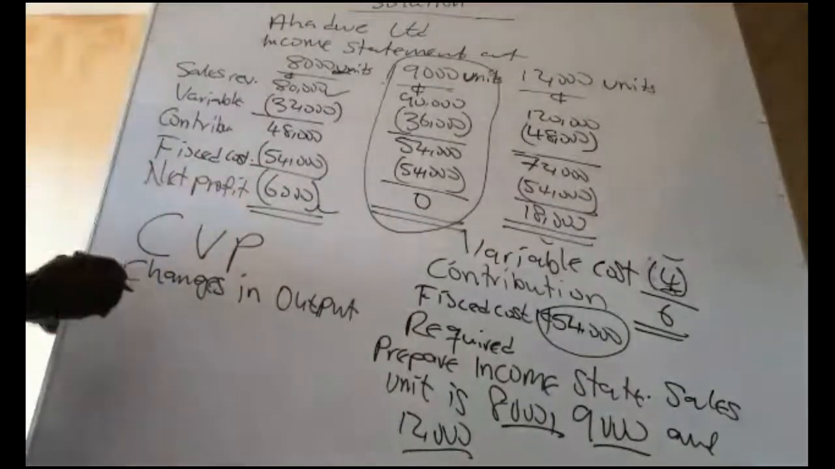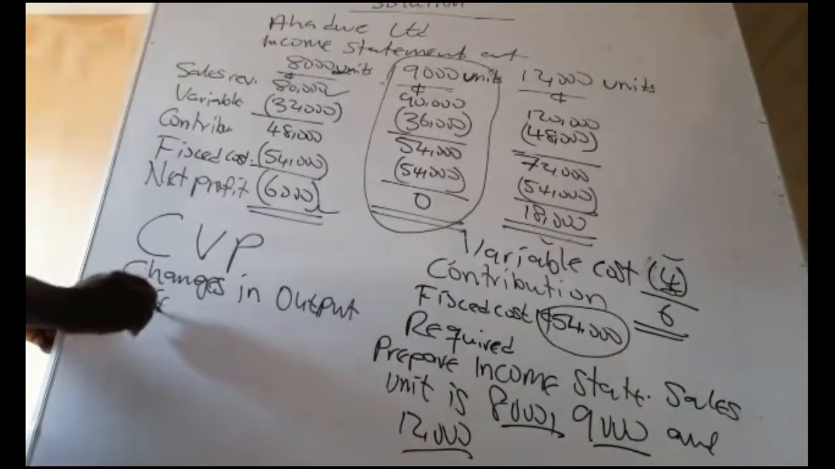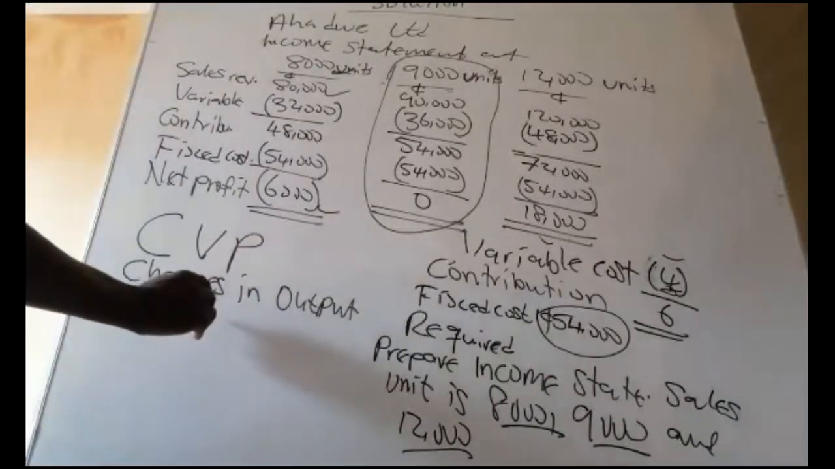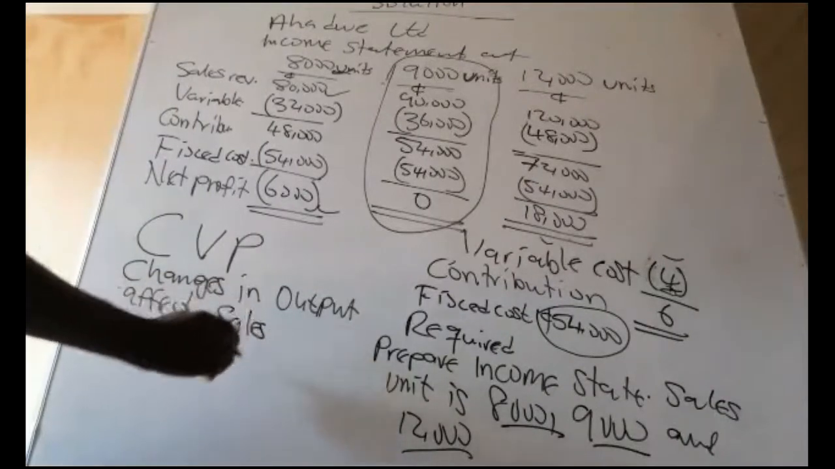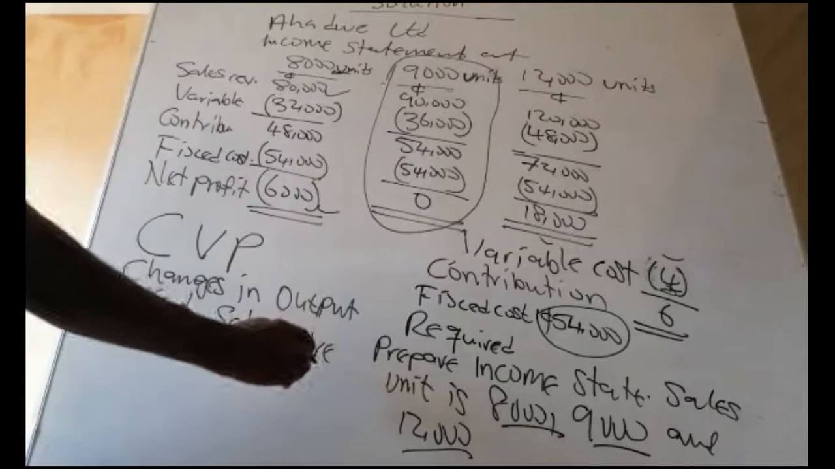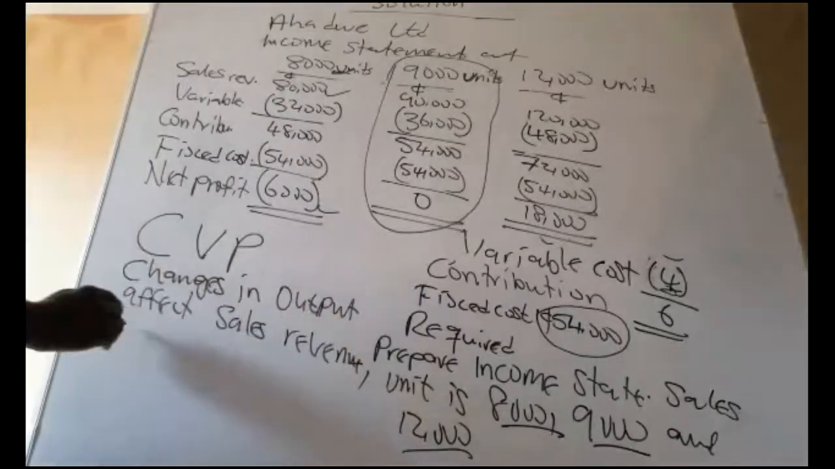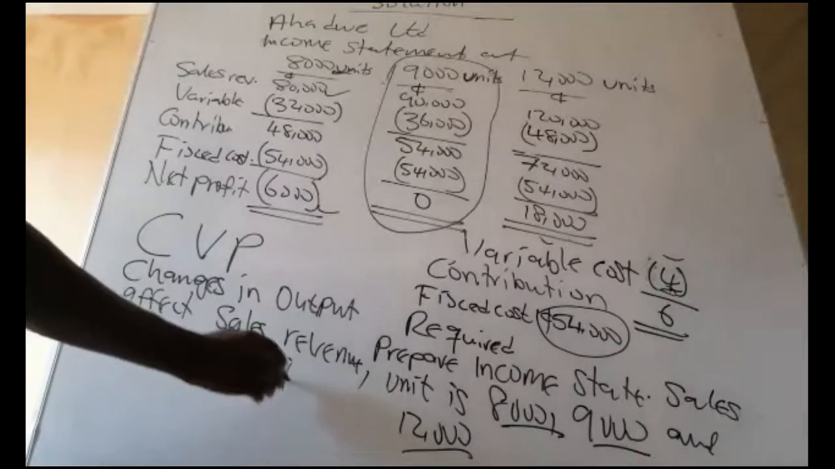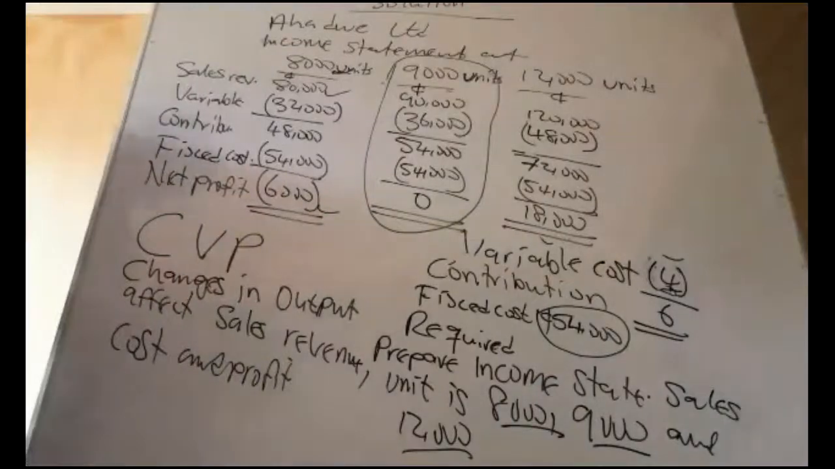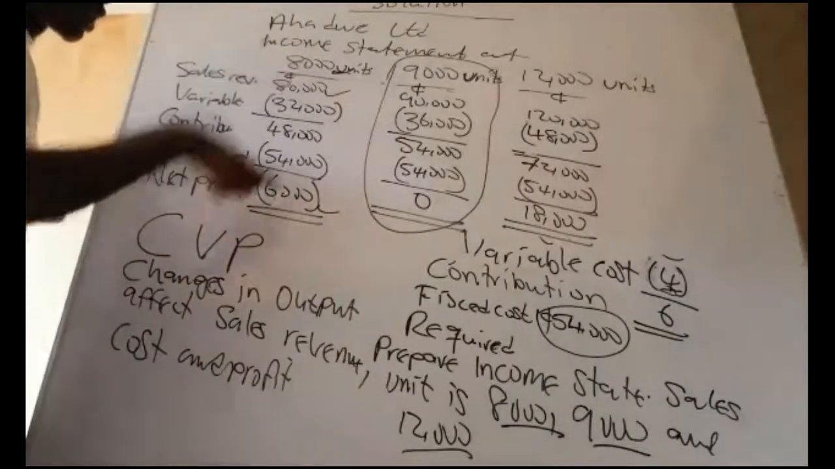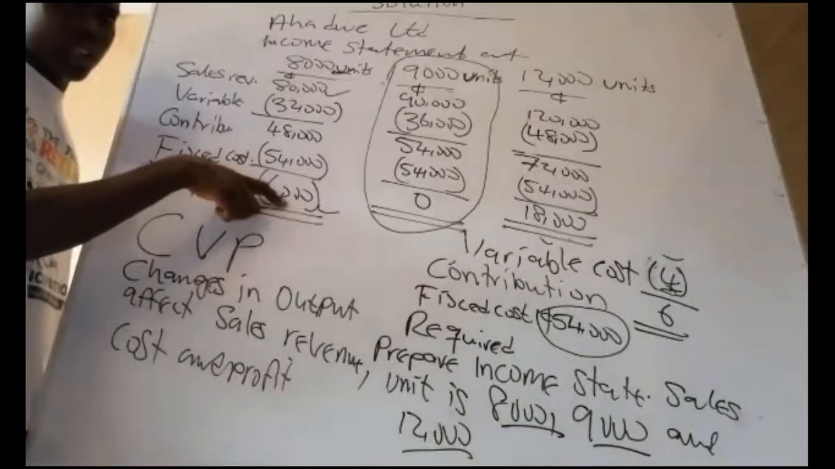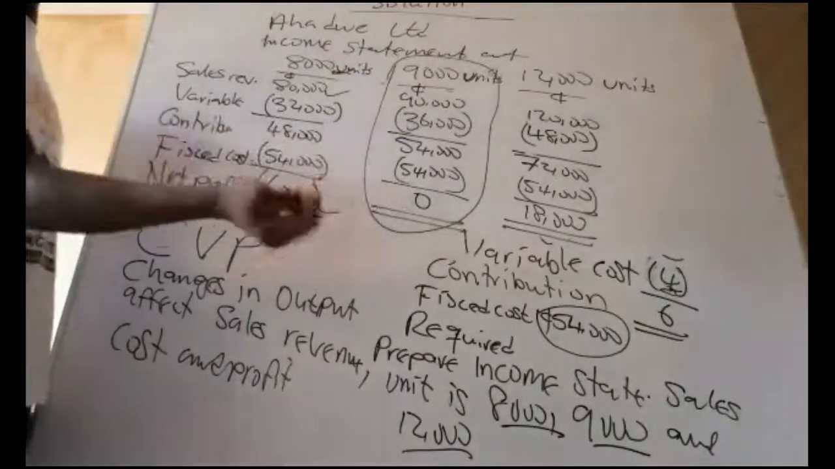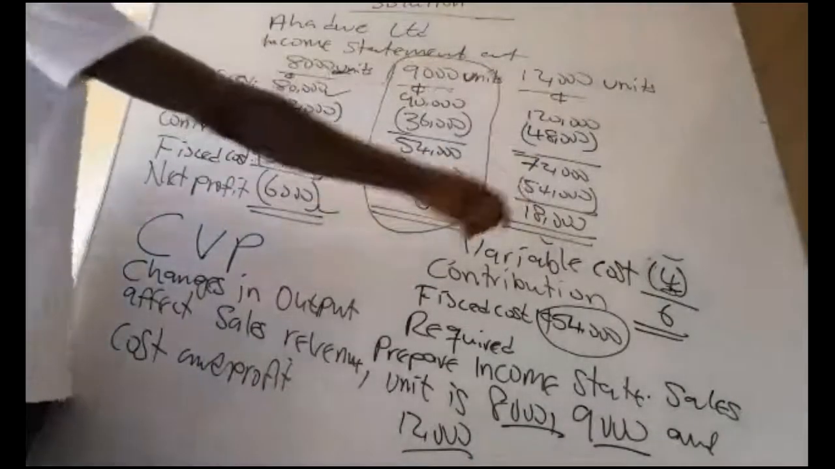How do changes in output affect, one, your revenue, sales revenue, two, cost, and three, profit. So when somebody is conducting analysis that, okay, if I produce 8,000, I had a loss of 6,000. If I produce 9,000, I get no profit, no loss. But if I produce 12,000, my profit will be 18,000.